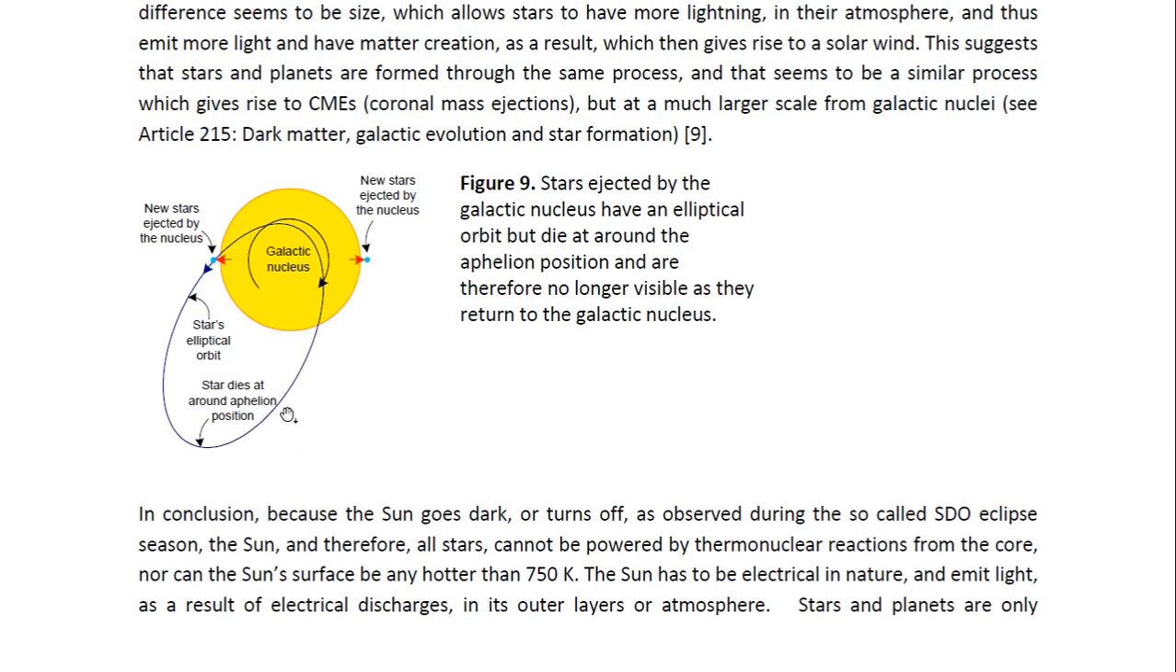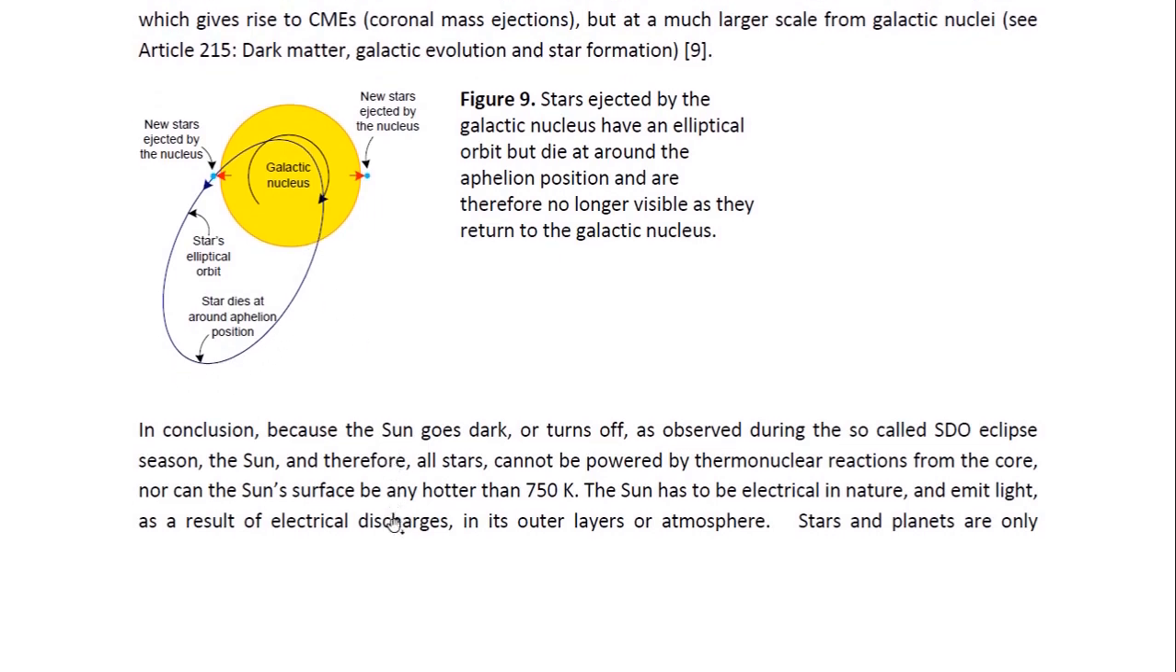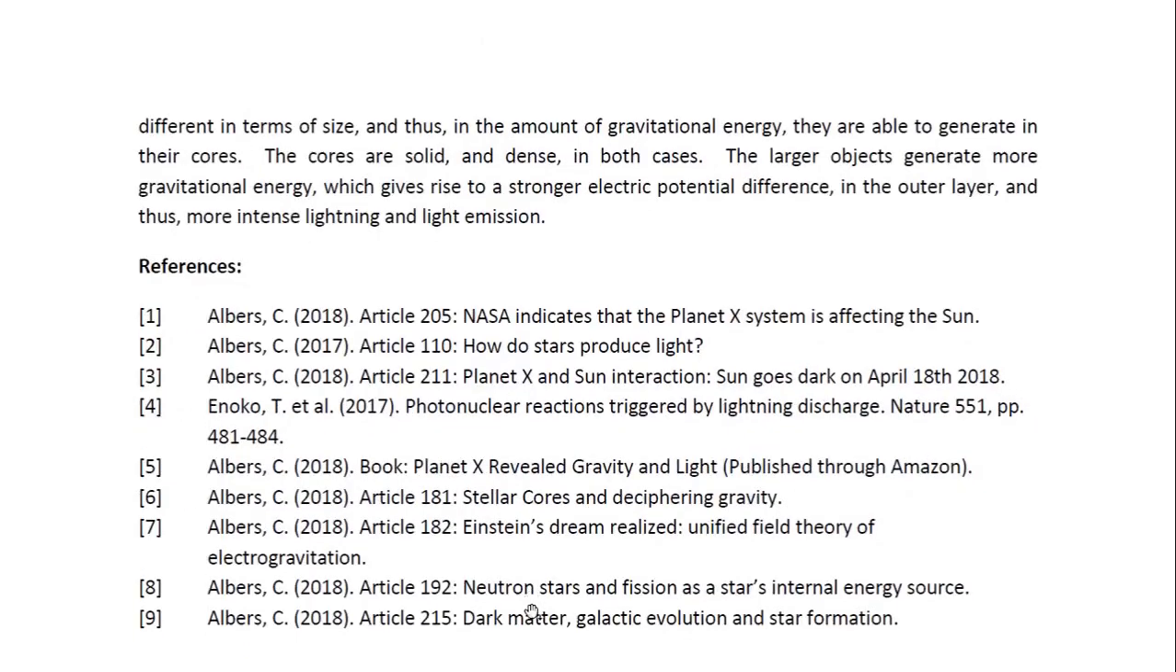And this is why galaxies seem to have these spiral arms that do not seem to be complete. They do not come back to the galactic nucleus, because the stars in that region are not emitting light. So in conclusion, because the sun goes dark or turns off as observed during the so-called SDO eclipse season, the sun and therefore all stars cannot be powered by thermonuclear reactions from the core, nor can the sun's surface be any hotter than 750 Kelvin.